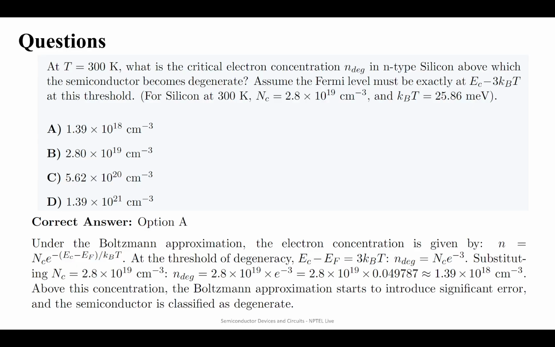Substituting it, we get n dagger equals approximately 1.39 times 10^18 per centimeter cube. Above this concentration, the Boltzmann approximation starts to introduce significant error, and the semiconductor is classified as degenerate.